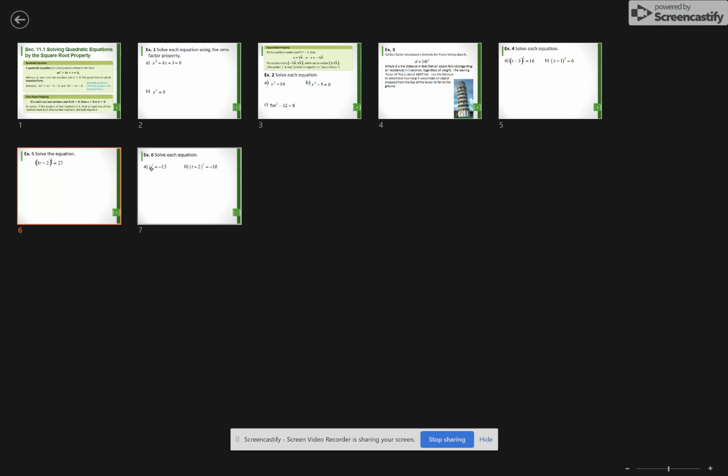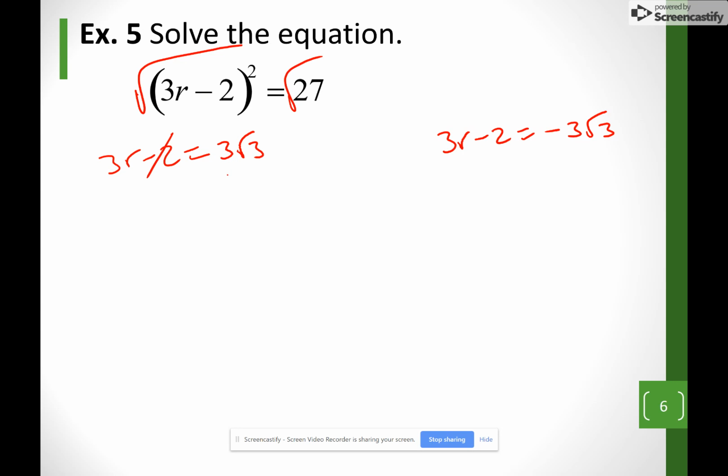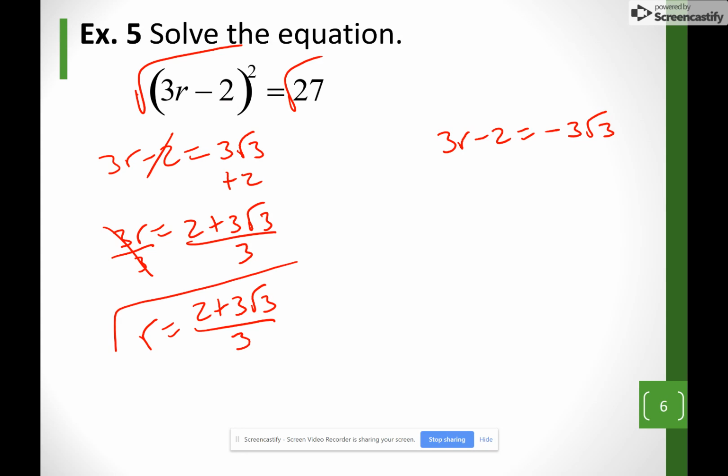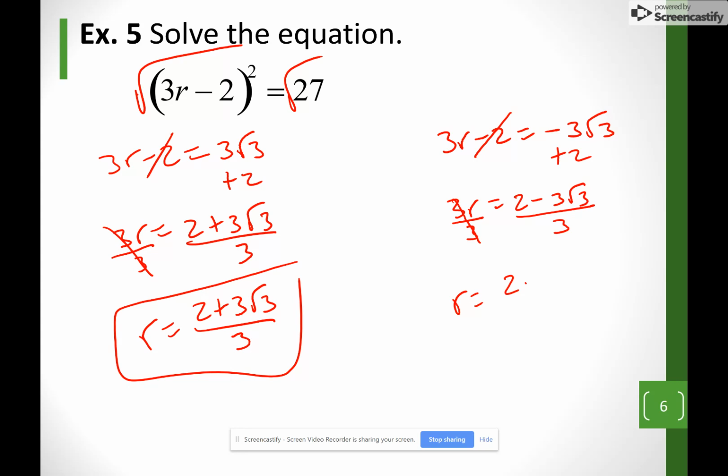Okay, so in the first one, let me add a 2. So I get 3r is equal to 2 plus 3 radical 3. Let me divide each side by 3. So r is equal to 2 plus 3 radical 3 over 3. This other one, let me add a 2. So I have that 3r is equal to 2 minus 3 radical 3. Divide each side by 3. So I get that r is equal to 2 minus 3 radical 3 over 3.